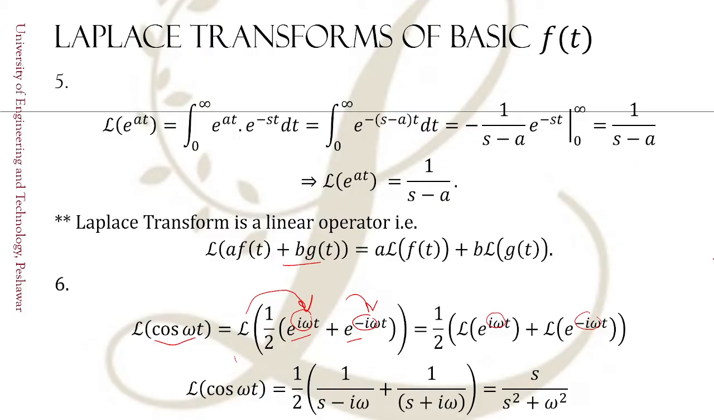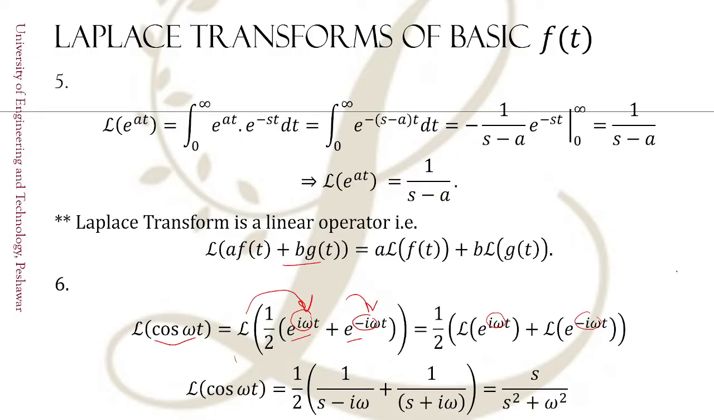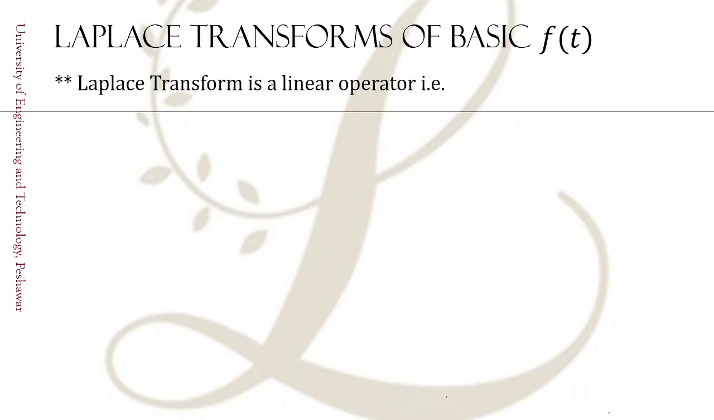We are basically using the rule defined here. So altogether, we are having s divided by s square plus omega square, because we are just taking LCM of these. Okay, so Laplace transform of cos omega t is equal to s divided by s square plus omega square.